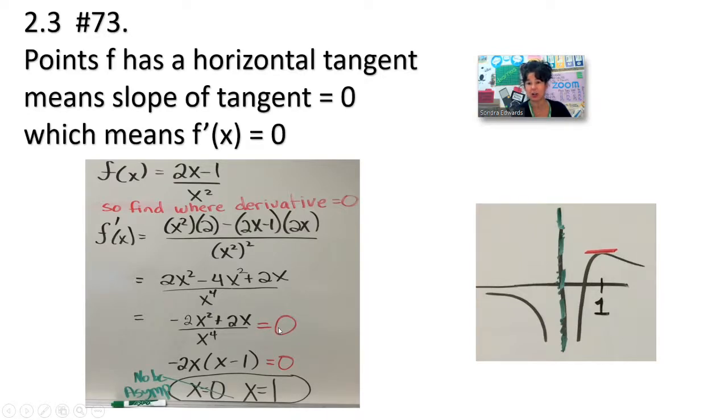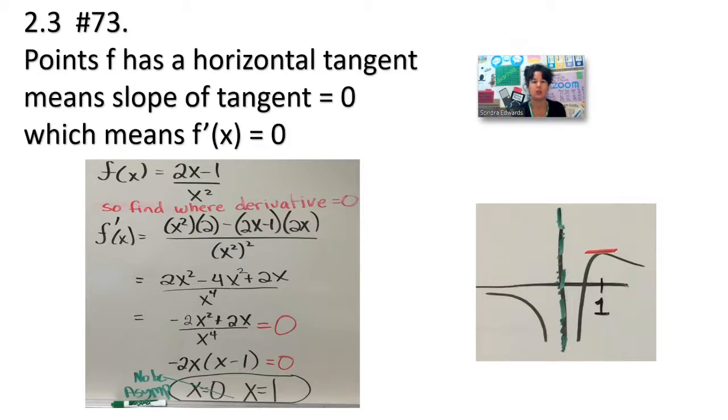Once I have this part right here, the only way a fraction equals 0 is if its numerator equals 0. So to get from this line here to this line, I just set the numerator equal to 0. And when you solve 2x equals 0, you get 0. And when you solve x minus 1 equals 0, you get 1. So these are the possible places where the derivative is going to equal 0.